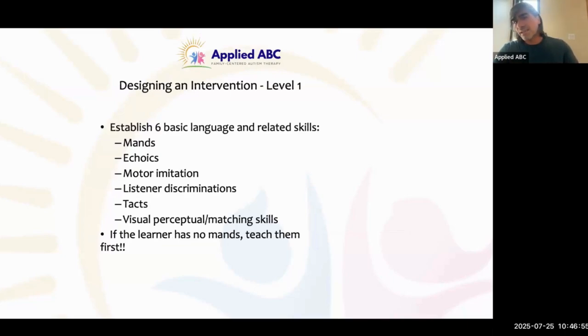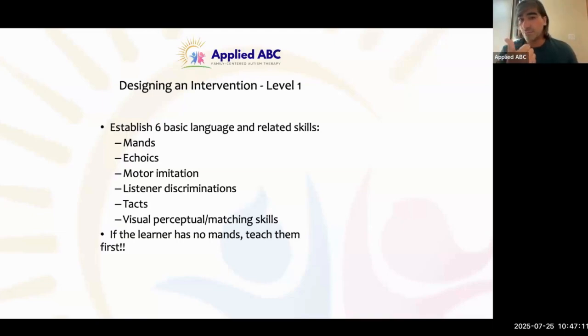So, designing an intervention. This is for a learner whose skills fall in level one, that 0 to 18 month normed range. Level one has establishing 6 basic language and related skills.